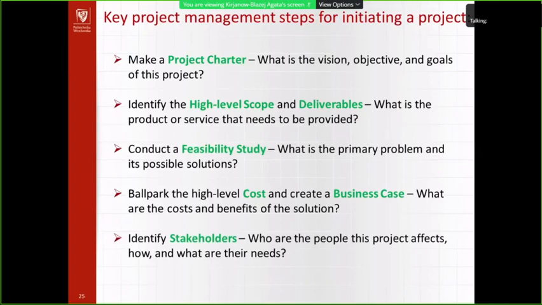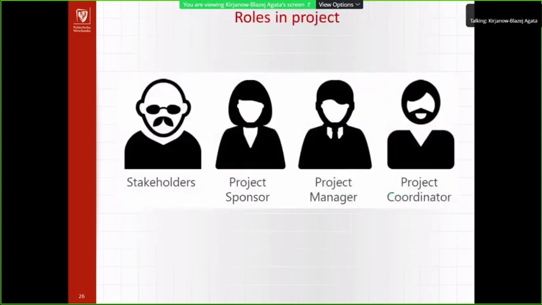And we have a few main roles in the project: stakeholder, project sponsor, project manager, and project coordinator. And a few words about each of them.